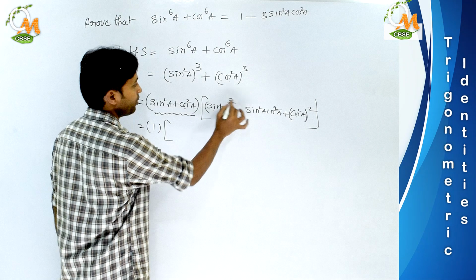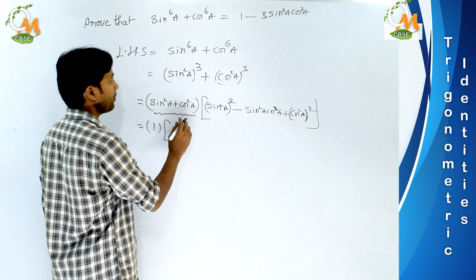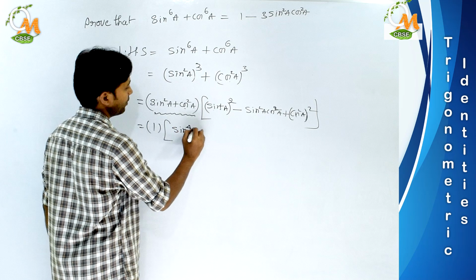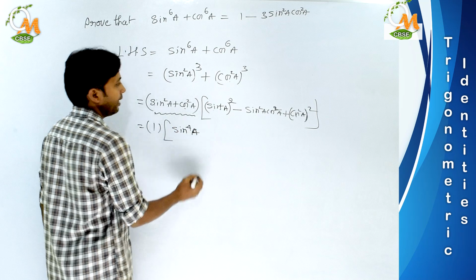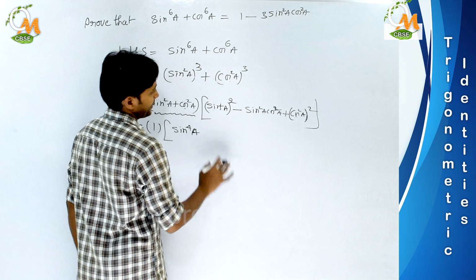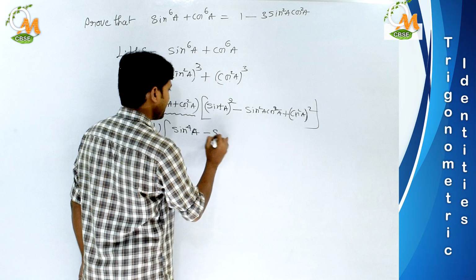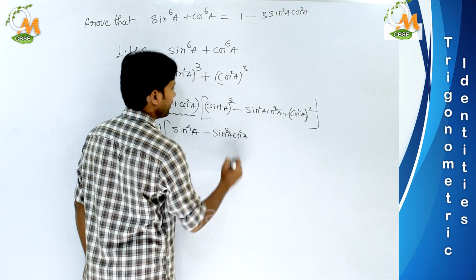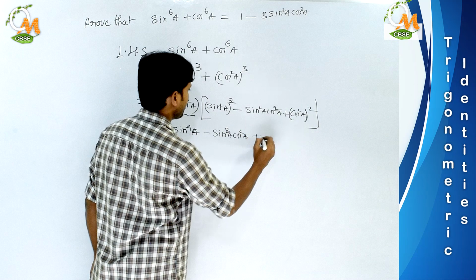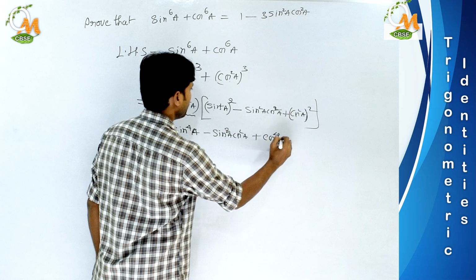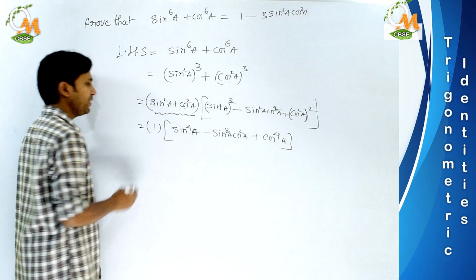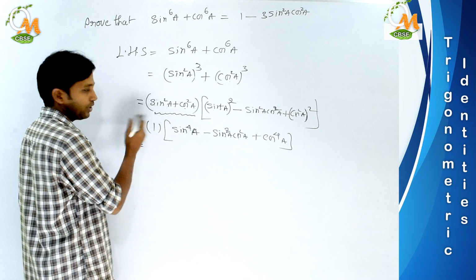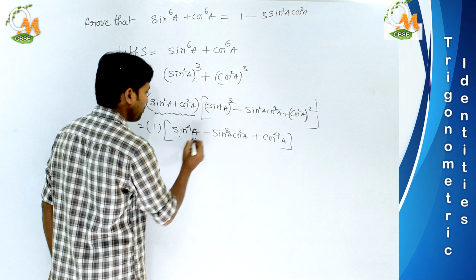Now this sin square a whole square would be written as sin to the power of 4a, minus sin square a cos square a, plus cos square a whole square, which can be written as cos to the power of 4a. Now 1 we don't need to write actually. So here we have sin power 4a.